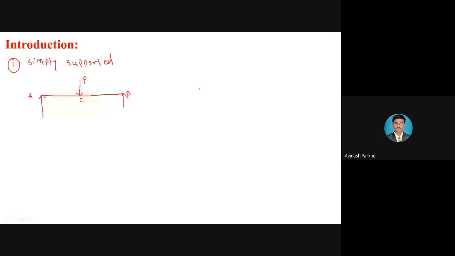Second, again a simply supported beam, again supported at the two ends, point A, point B, and it is subjected to the UDL. It is subjected to UDL on the entire span, that is W kilonewton per meter. This is for the simply supported beam. And the second beam is the cantilever.